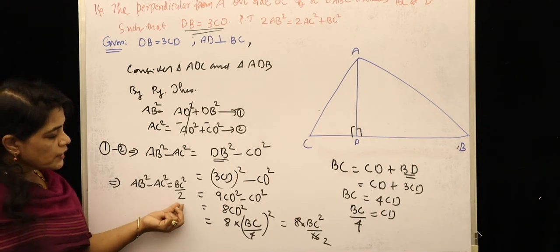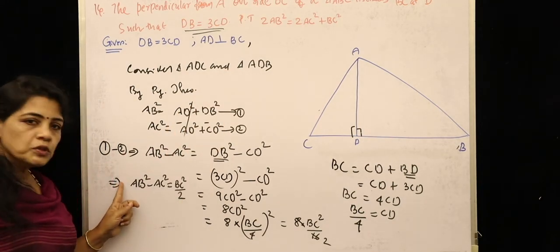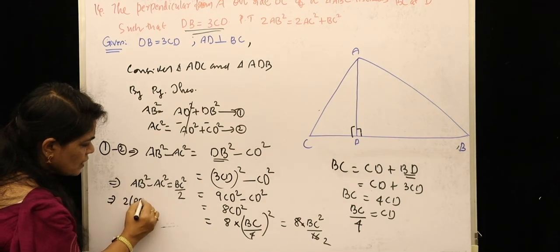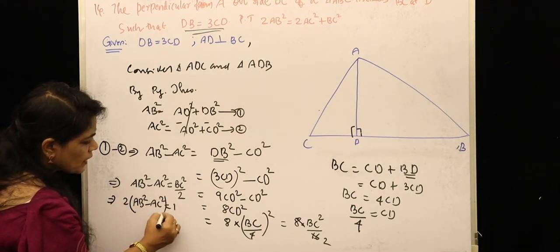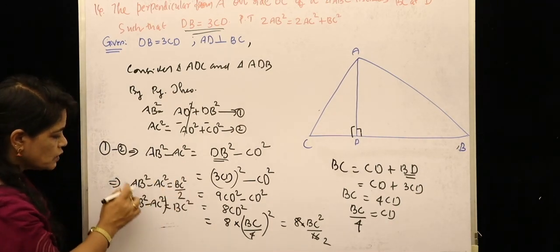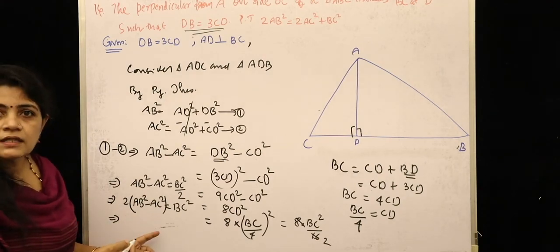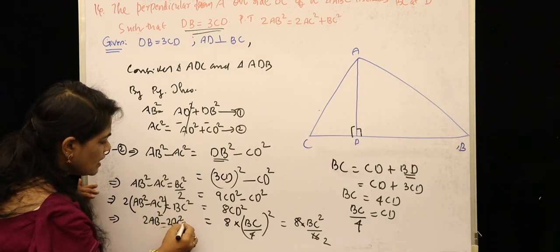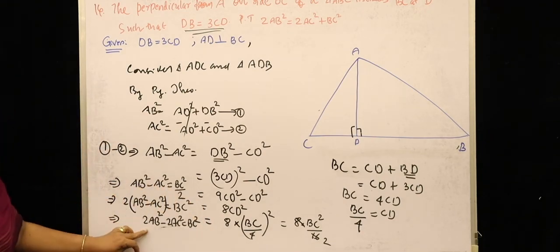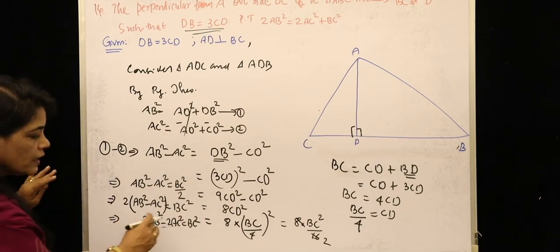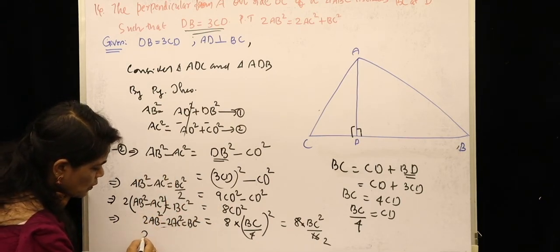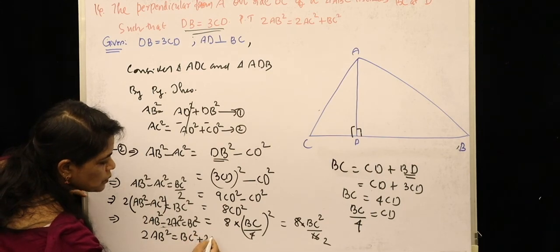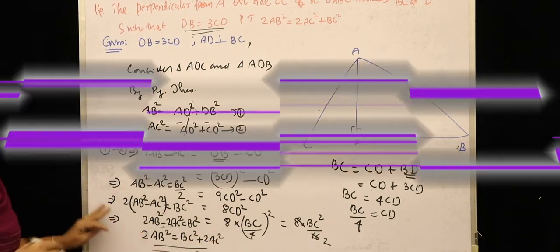In order to get to our required result, we are just taking this 2 to the LHS by cross multiplication, which means 2 into AB square minus AC square equals BC square on the RHS. So 2 is taken to the LHS under multiplication. In the next step we can apply the distributive property. So 2AB square minus 2AC square equals BC square. And what we need is 2AB square alone. So I am taking this minus 2AC square to the RHS. So 2AB square equals BC square, minus becomes plus, 2AC square. This is our required result.